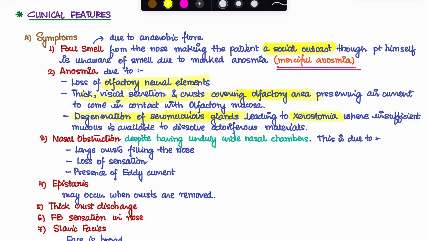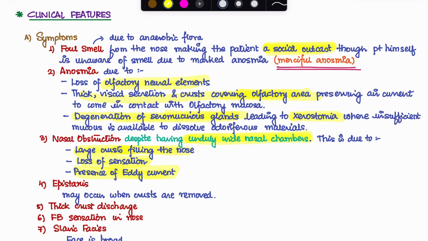Next, we come to the third clinical feature, the third symptom. The patient will present with a nasal obstruction, and this is despite the patient having very wide nasal chambers. Why does that happen? Even though there is a wide nasal chamber, the patient is actually complaining of nasal obstruction. The reasons behind this are, first of all, the large crusts which are filling up the nose. There is a loss of sensation because of the atrophy of the nerve elements, and because of the presence of eddy currents in the nose. Next, we move on to the fourth feature. Now, when you try to remove these crusts, this leads to bleeding from the nose. So the patient can actually come to you with epistaxis.